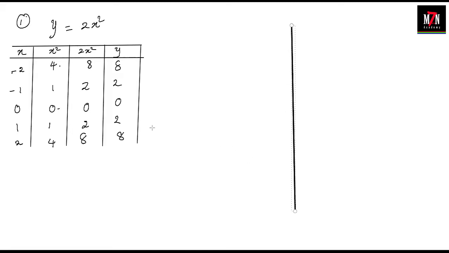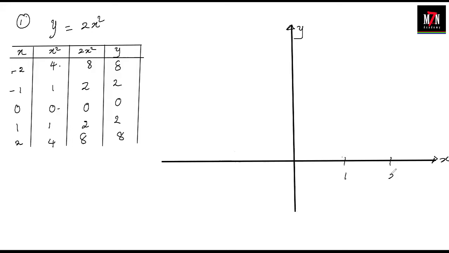Now here you can see the positive side of the y-axis is somewhat greater than the negative side. So you can draw here the y-axis and the x-axis. Let's mark here +1 and +2 and here -1, -2, and on the y-axis we have 2 and 8. So I'll mark here 2, 4, 6 and 8. These distances must be equal.